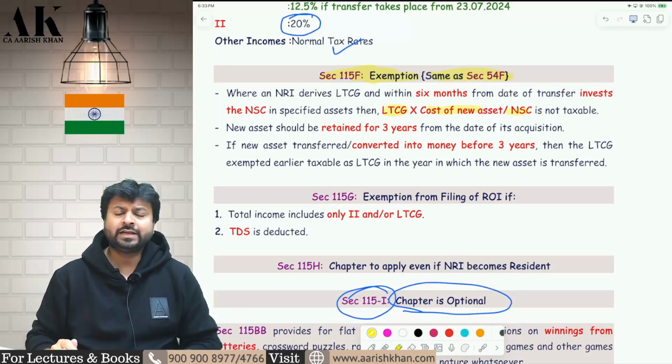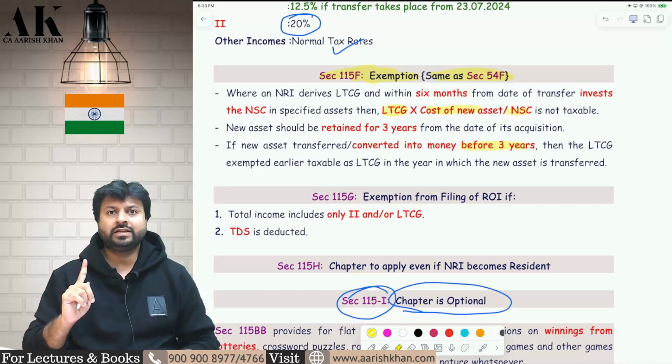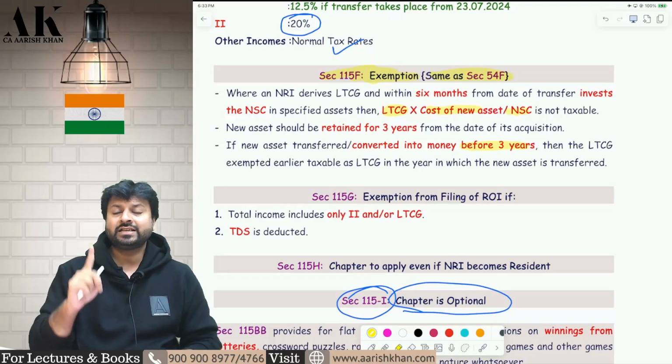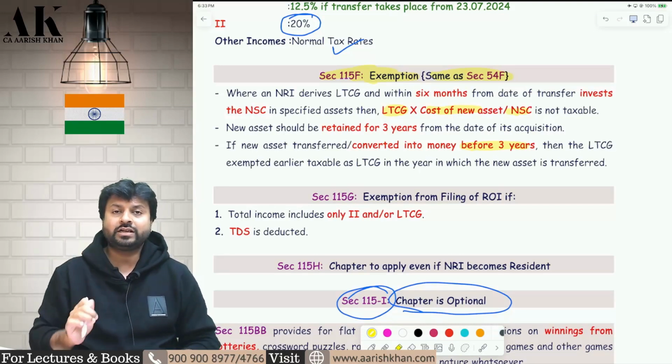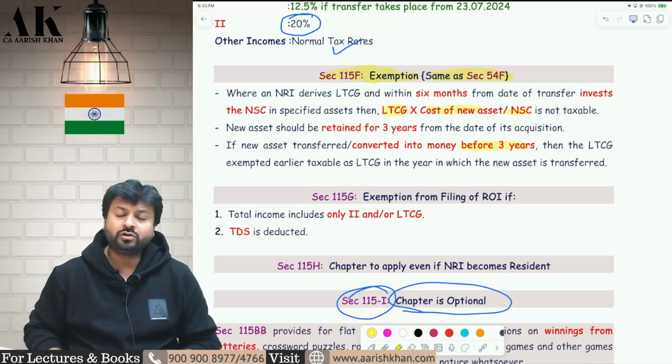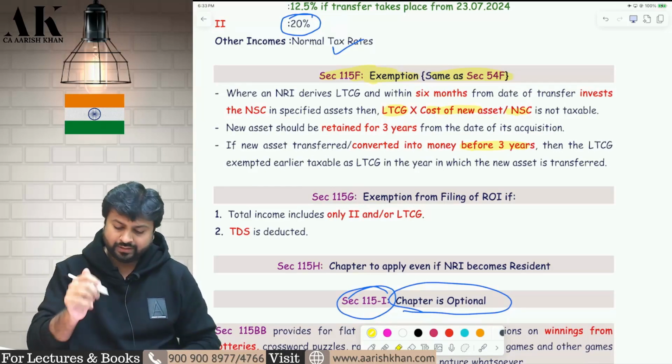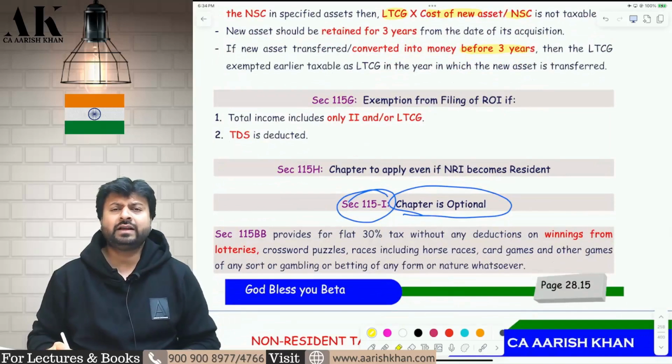Now, when you purchase the new asset, there is a lock-in of 3 years on the new asset. You cannot sell the new asset within 3 years. If you sell the new assets within 3 years, then whatever capital gains was exempt earlier will be taxable. That will be added to your income, and capital gains chargeable on the new asset will be separately charged on you.